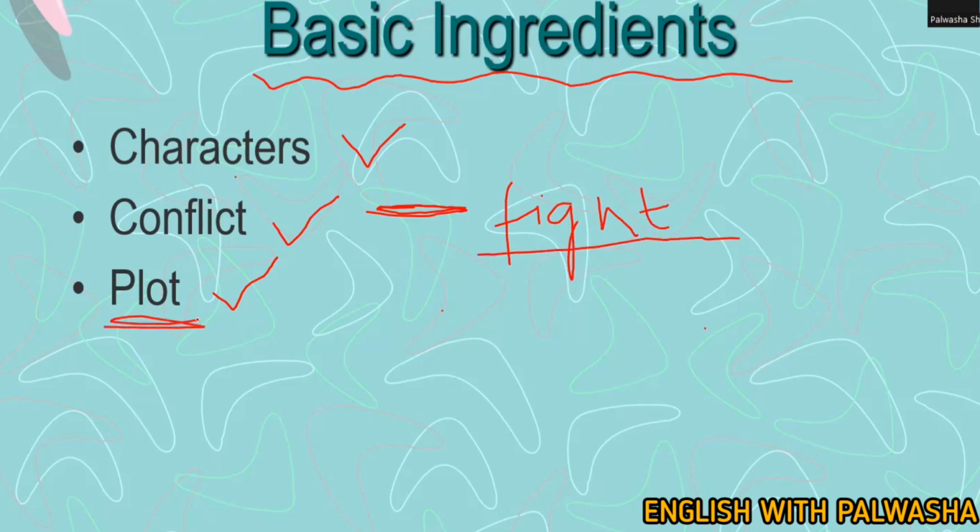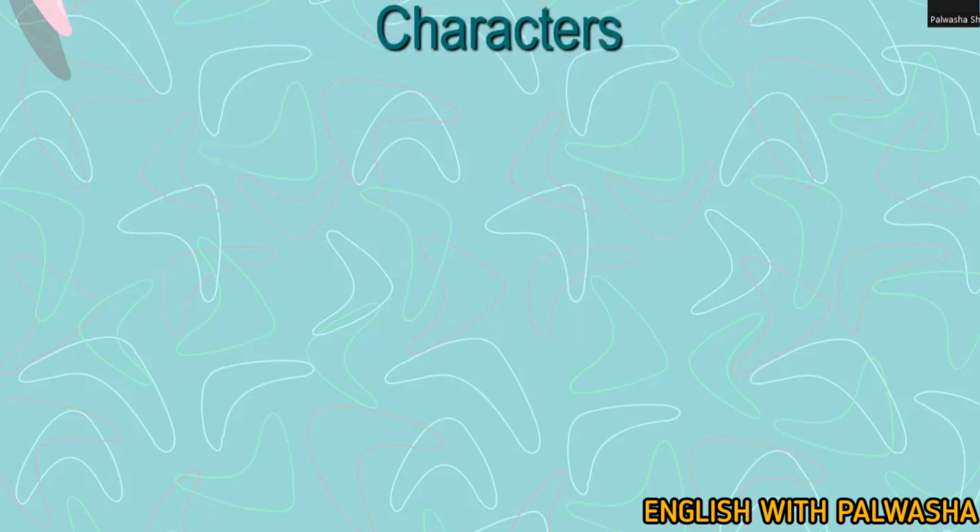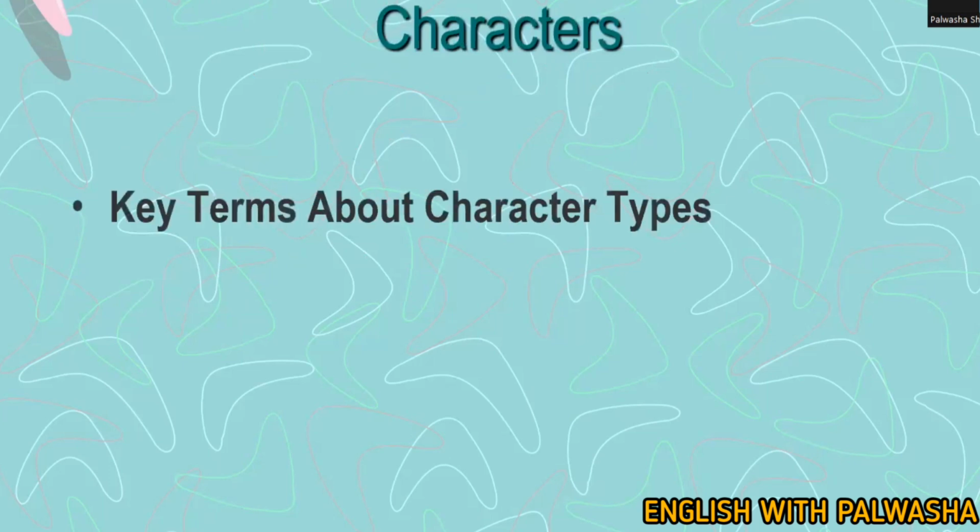And plot, of course, is how the whole structure of the story is going to be, what is the plot, where the story takes place, which includes all those settings, characters and all these ingredients, right? Moving on to the next slide, and that is going to be the characters. Okay, let's discuss some key terms about the character types, and I'm going to show you them.